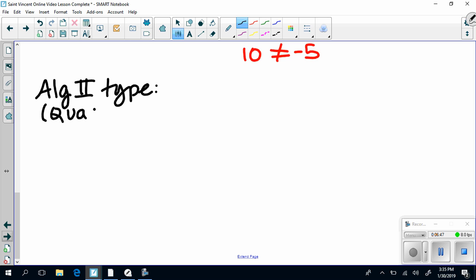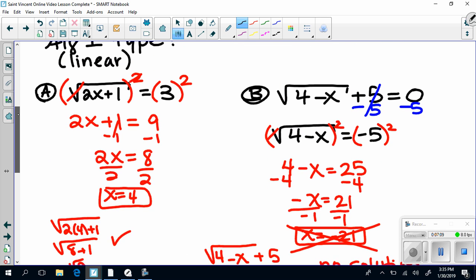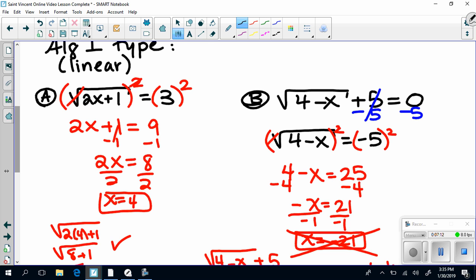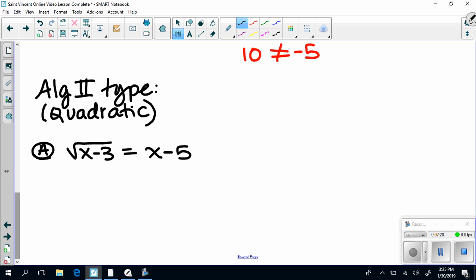And remember, when you have a quadratic equation, you are going to see an x squared. You are going to have 2 answers. So that's the idea. Okay, so example A for here is going to look a little bit different. See if you can spot the difference. Compare this A with the other A. If I go back up, on the right-hand side I see just a number, 3. But down here on the right-hand side, you actually see an expression. That is the difference. That is going to make it an algebra 2 type.